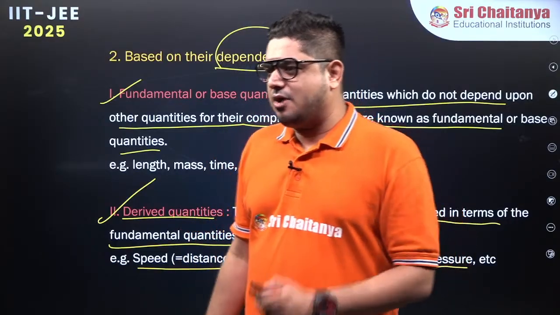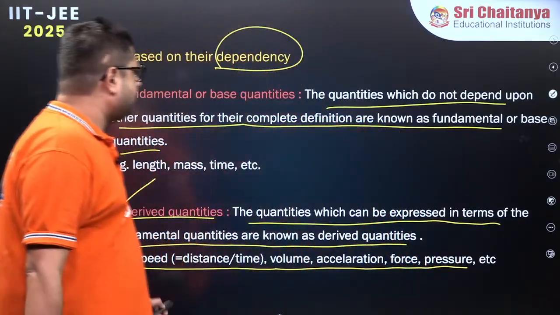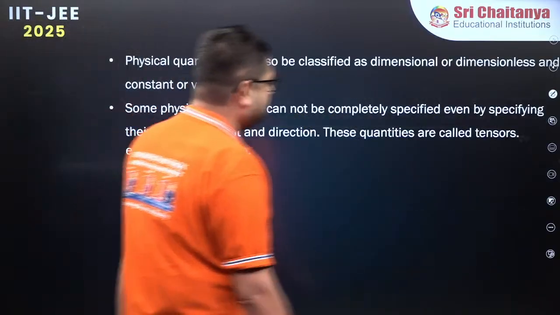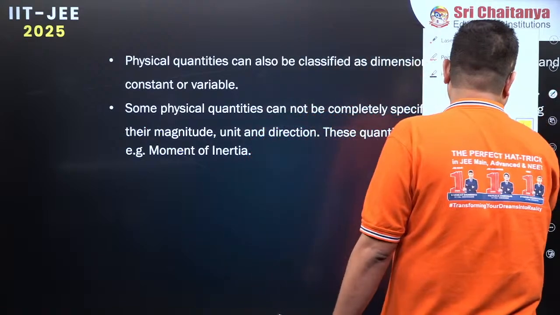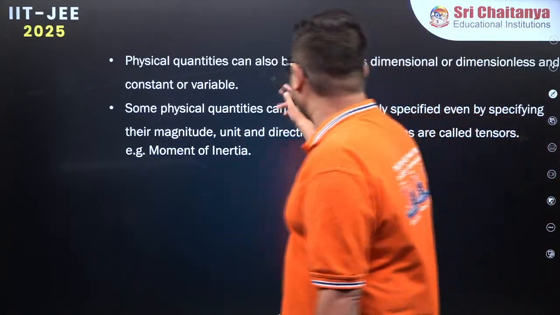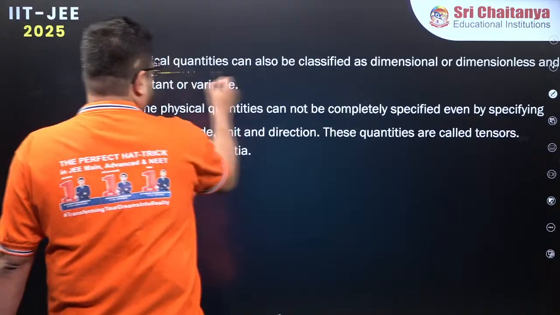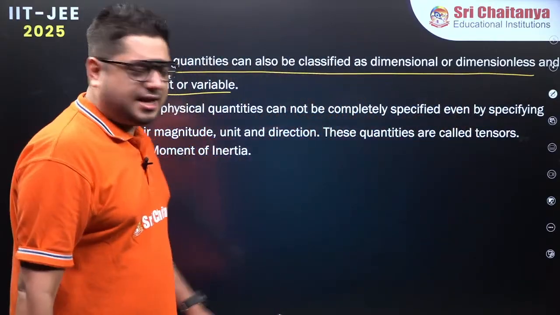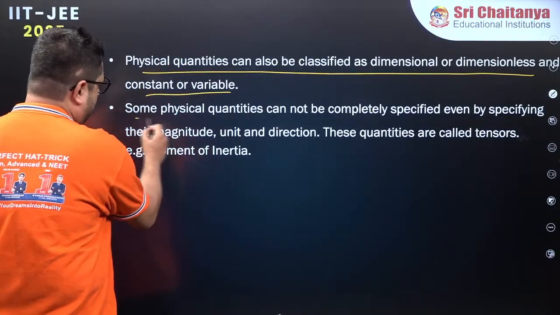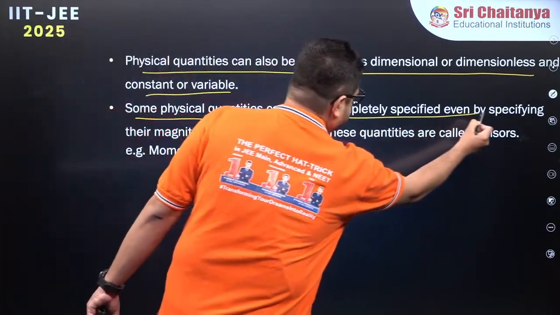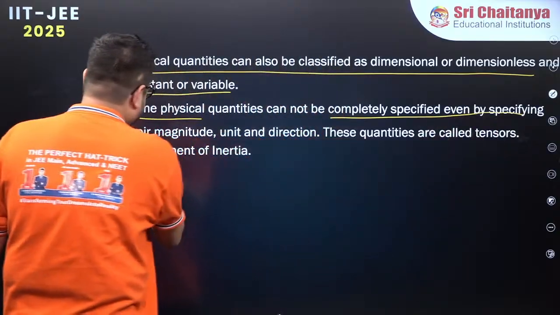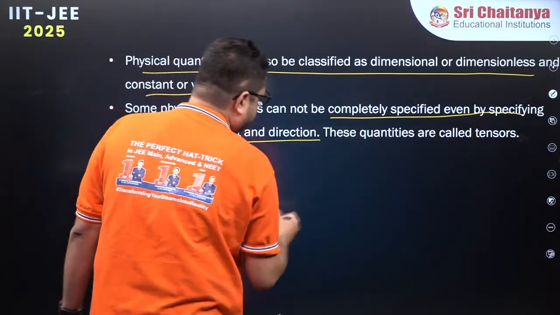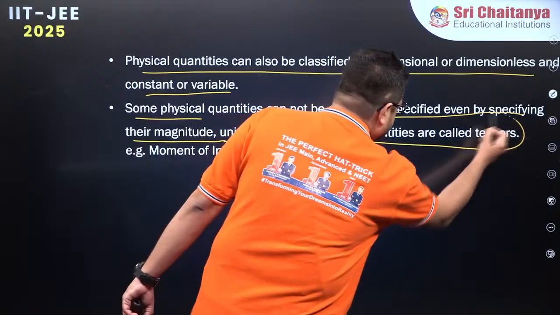Everyone, so now the next is going to be, you can see that there are some interesting points over here. You can see that physical quantities can also be classified as dimensional or dimensionless, and constant or variable. And you can see that some physical quantities cannot be completely specified even by specifying their magnitude, units and direction. So these quantities are known as tensors.